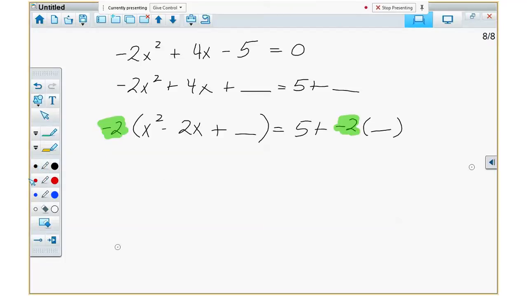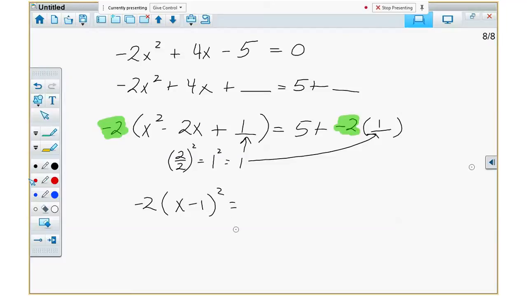And 2 divided by 2 is what? And 1 squared is? And that's going to give us -2. Shortcut number 2, x minus 1, quantity squared. 5 minus 2 is 3. Vertex is 1, comma, -3. And you finish out solving.